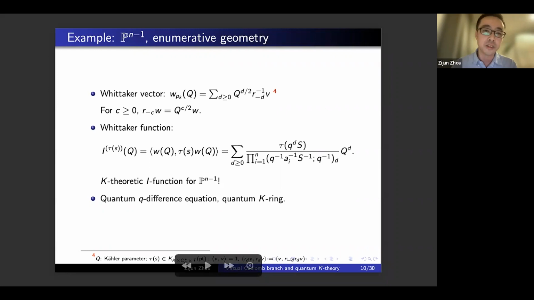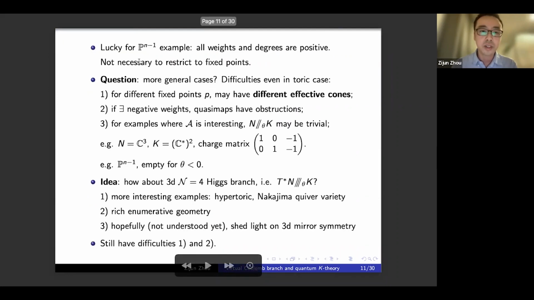And this is for this example P^{n-1}. But this example is a little bit special. And when you try to consider more general examples, then actually a lot of difficulties show up. And a central difficulty is the third one. So the first one and second one, we'll talk about it later. So the central difficulty is the third one.